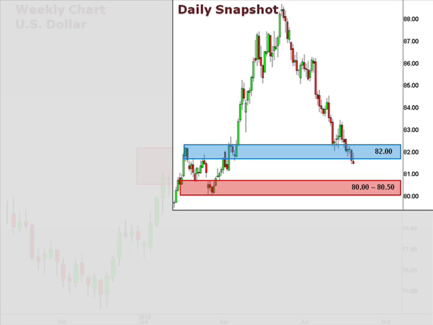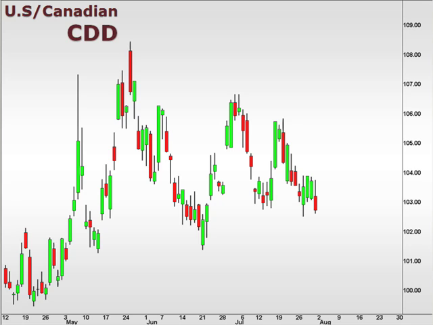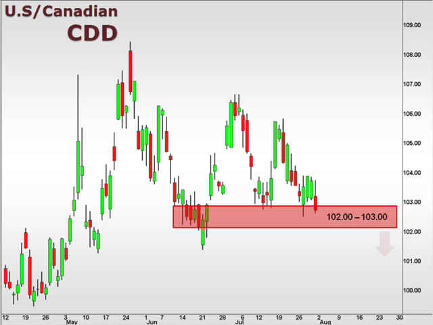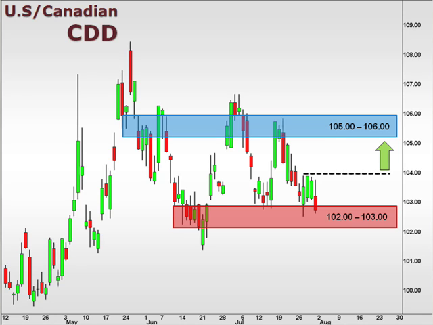A quick look at our daily snapshot reflects that breakdown below our 82 support level, suggesting the possibility of a continuation down to test the 80-80.5 support level over the next week. Next up, the CDD, the US versus the Canadian dollar. Well, the CDD is testing support at 103. However, a break below this level opens the window for an extended move to the downside. A bounce and subsequent break above 104 opens the window for a retest of the 105-106 resistance level.